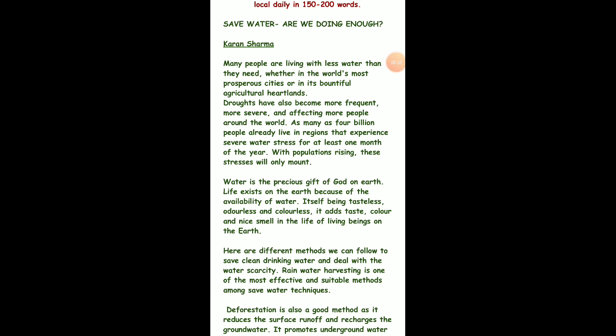Droughts have also become more frequent, more severe, and affecting more people around the world. So we are actually analyzing a general situation. As many as 4 billion people already live in regions that experience severe water stress for at least 1 month of the year. So you can see that the general analysis is being done based on some research, and it is given in that form only. So that is your introductory paragraph. This shows that we are dealing with this water shortage problem.